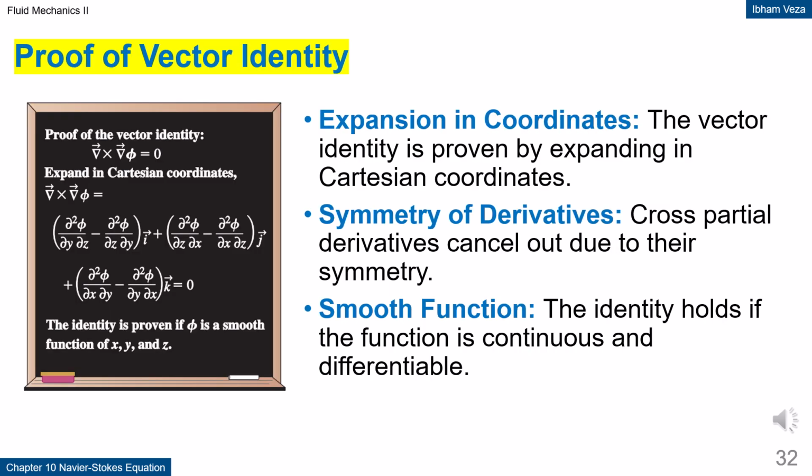Proof of vector identity. This vector identity is proven by expanding its form in Cartesian coordinates. Because cross-partial derivatives are symmetric, several terms cancel each other out. The main requirement for this identity to hold is that the function must be continuous and differentiable. Physically, this shows the mathematical consistency of vector differential operations. This result becomes an important basis for simplifying flow equations.